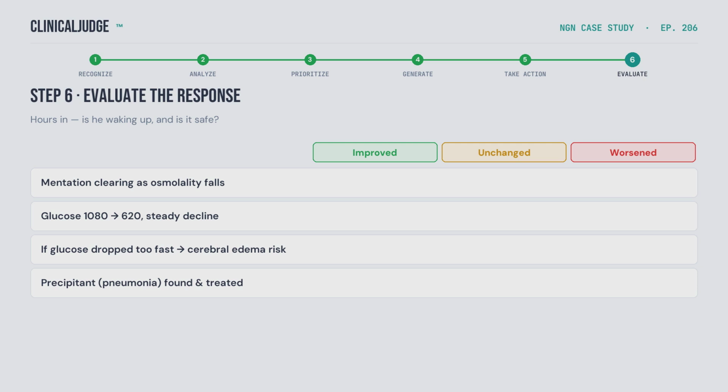So reassess. Is his mental status improving? Is he waking up? Because clearing confusion means a falling osmolality. Is the glucose coming down at a safe, gradual rate and not too fast? And have you found and begun treating whatever set this off? Ask, is he waking up? And is the correction slow enough to be safe?